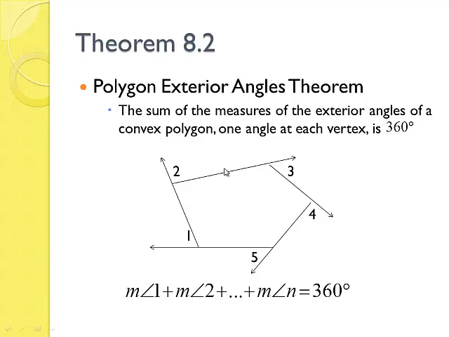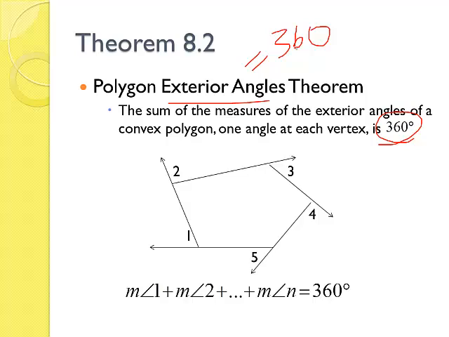Okay, so we have Theorem 8.2, which is the Polygon Exterior Angles Theorem. The sum of the measures of the exterior angles of a convex polygon, one at each vertex, is always going to be 360 degrees. This is the key thing that you need to know. So exterior angles will always equal 360 degrees.